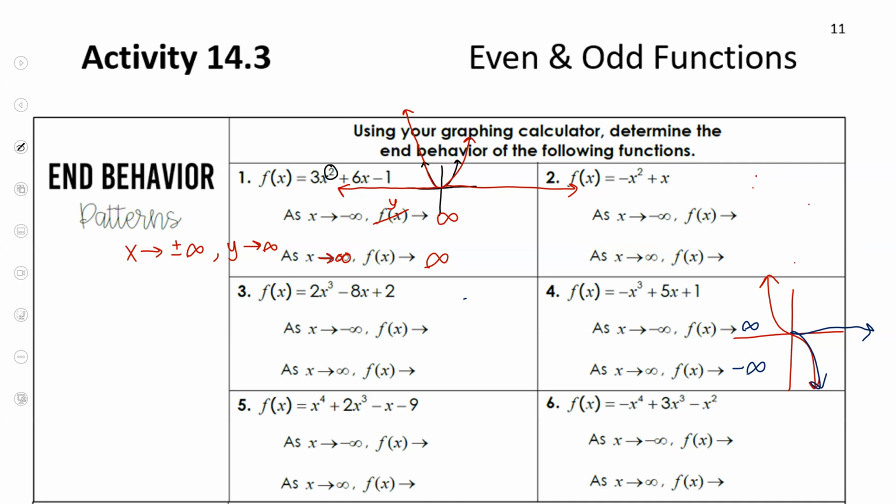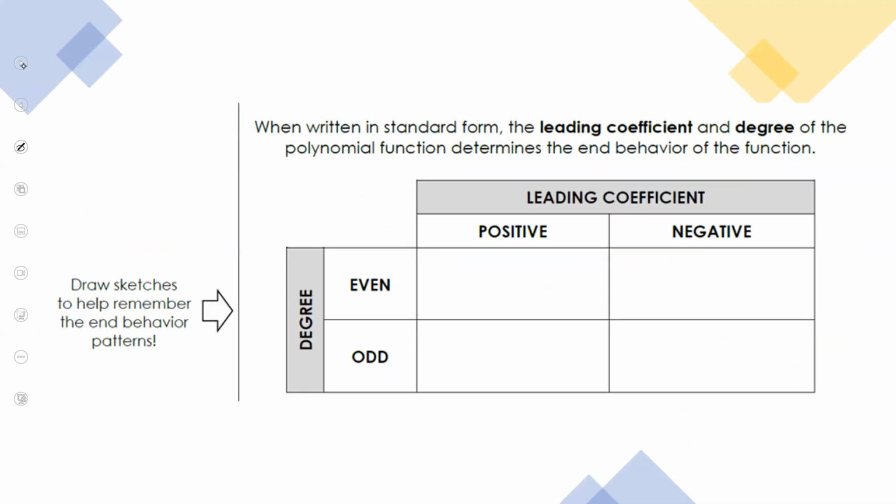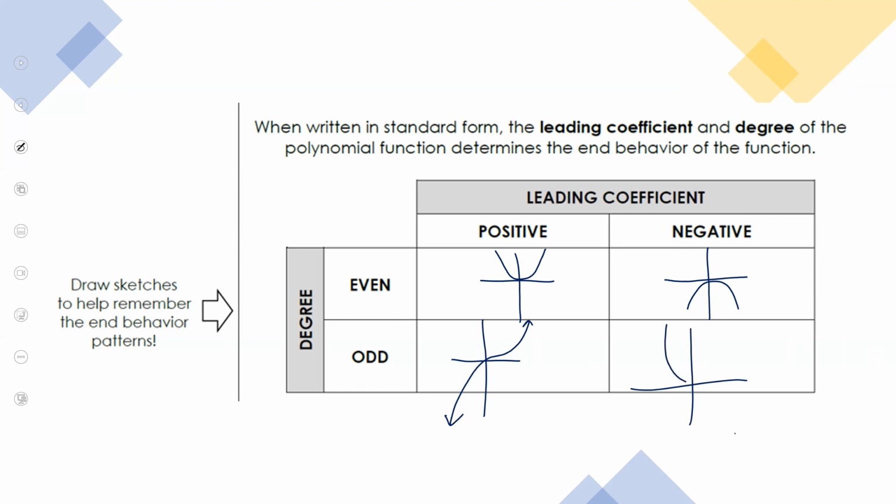Okay, so I'm going to let you guys finish these examples. Let's make a chart real quick. Okay, so let's do a little sketch. If it's even and positive, it'll look like this. If it's even and negative, it'll look like this. If it's odd and positive, your graph will look like this. And if it's odd and negative, your graph will look like this.